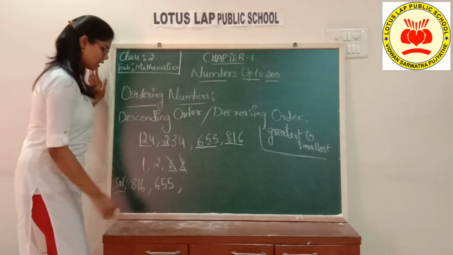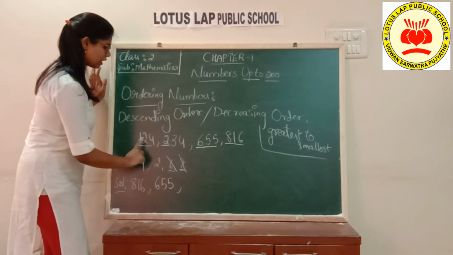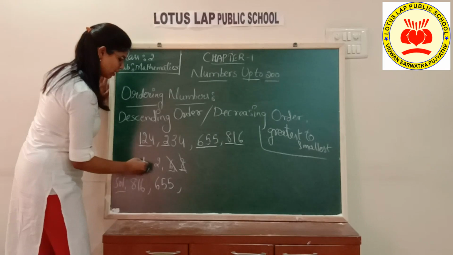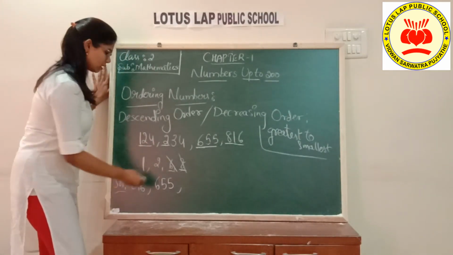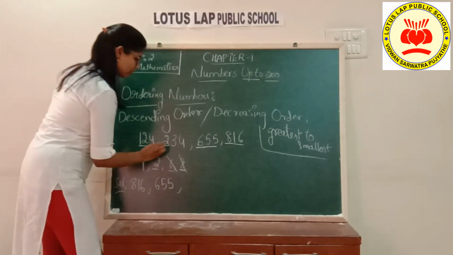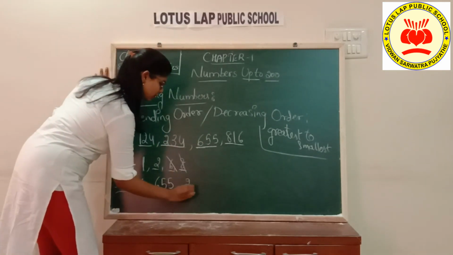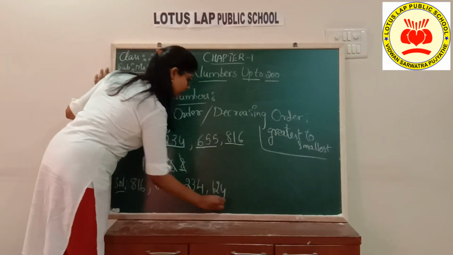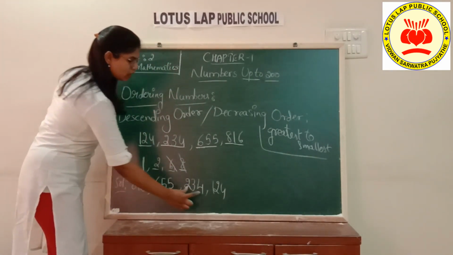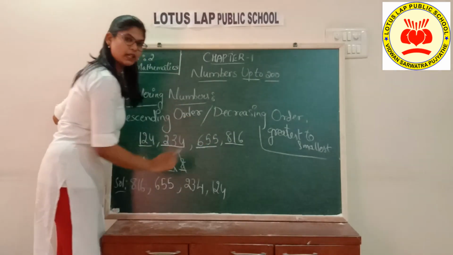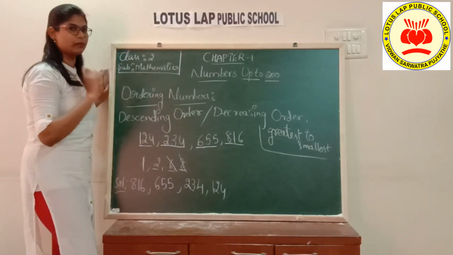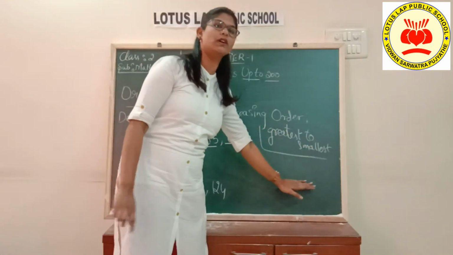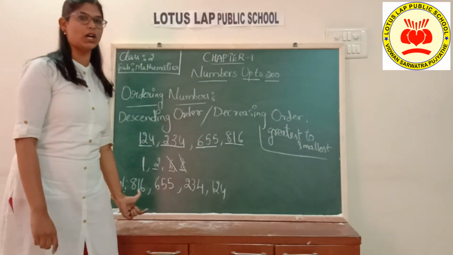6 is also finished. Now let us compare 1 and 2, which is 124 and 234. Now which one is greater, 1 or 2? Yes, 2. Now the whole 234 will become the greatest one. The left one is 124. As you can see, numbers are decreasing from greatest number to smallest number. See, whenever you write numbers from greatest to smallest, it is decreasing order.